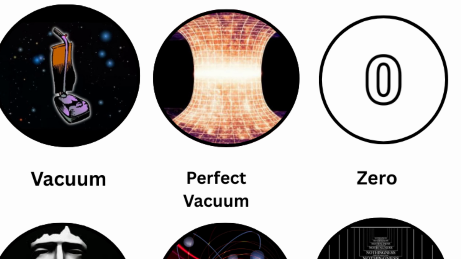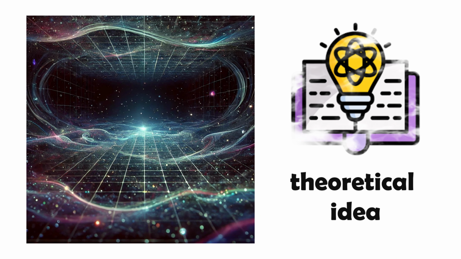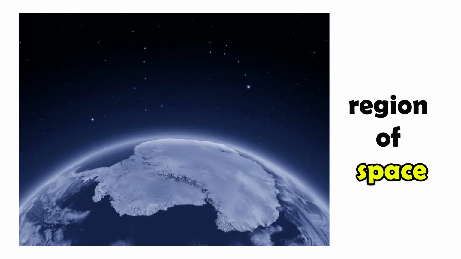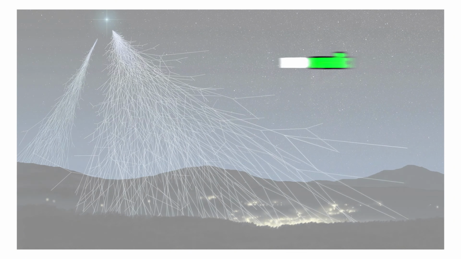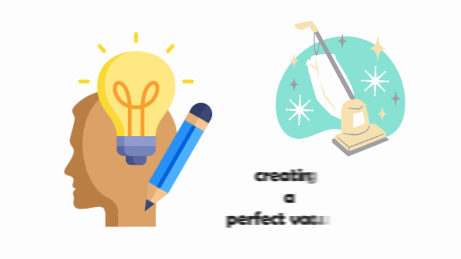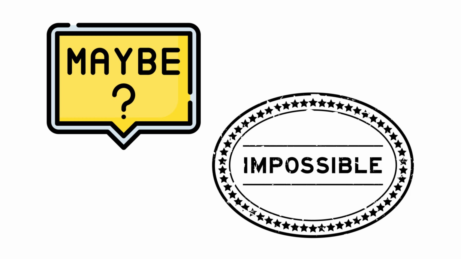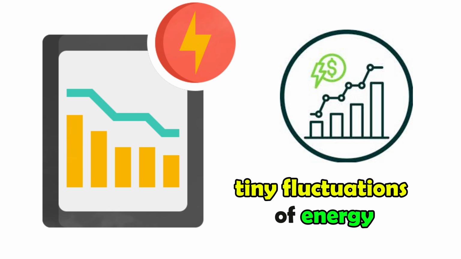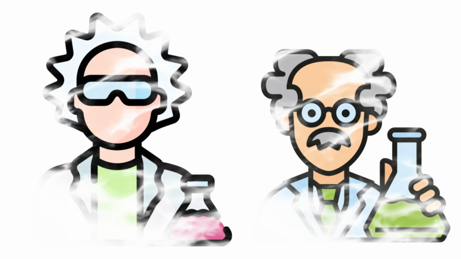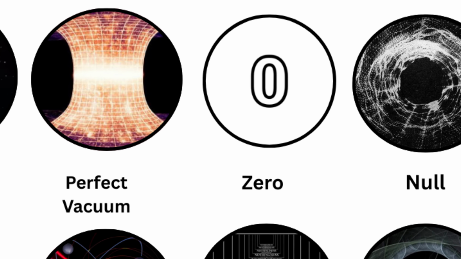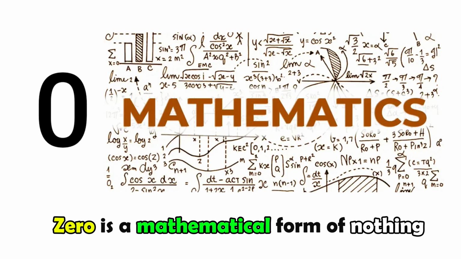Perfect vacuum. A perfect vacuum is a theoretical idea where absolutely nothing exists in a region of space. No atoms, no particles, and no radiation would be present at all. According to modern physics, creating a perfect vacuum may be impossible because even the emptiest regions still contain tiny fluctuations of energy. The idea remains useful for scientists because it provides a reference point when studying matter, energy, and the limits of emptiness.